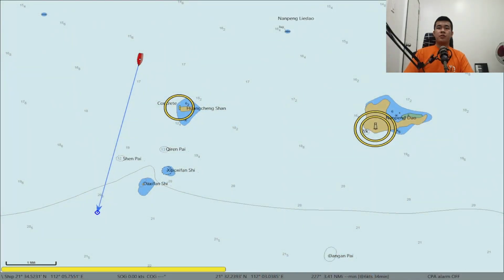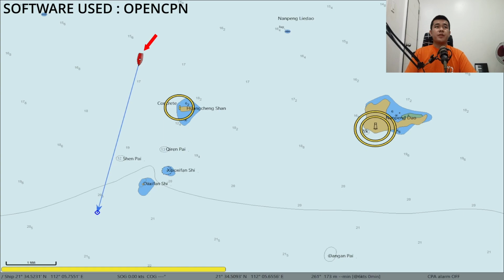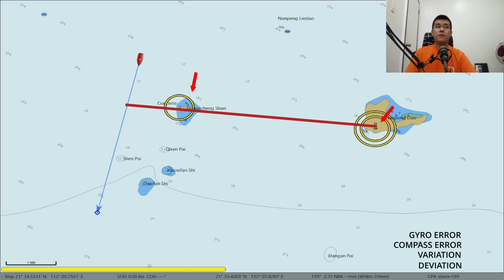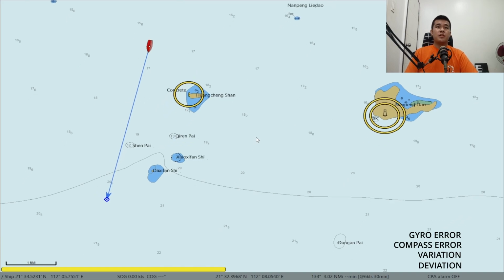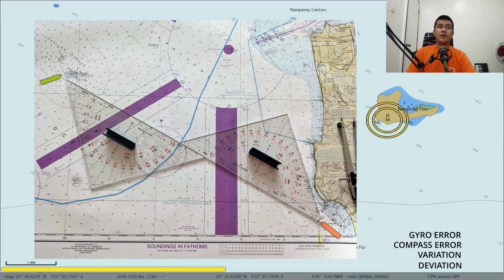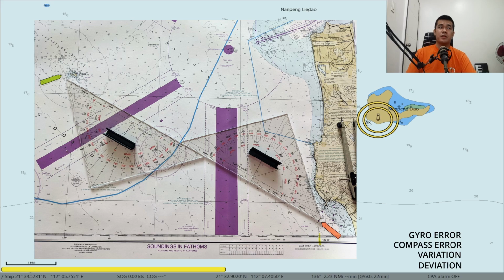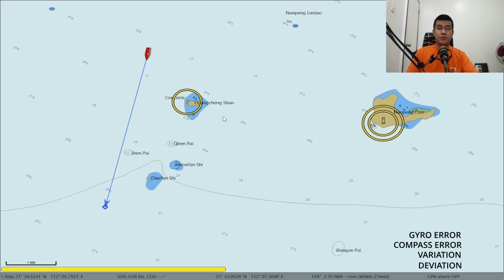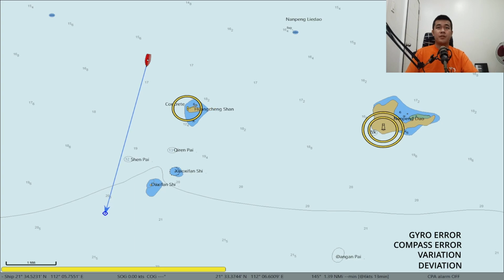So let's start. The software that I'll be using is OpenCPN, and as we can see here, this is our ship right here, and I've created a scenario where we will be lined with two lighthouses for easy alignment. These two lighthouses will give us our true bearing. If this is a paper chart, we can use our triangle to measure it. But since we are using an electronic chart, we can simply use the measuring tool, which is by pressing M right here, to here. As we can see here, our true bearing is 0.96 degrees.